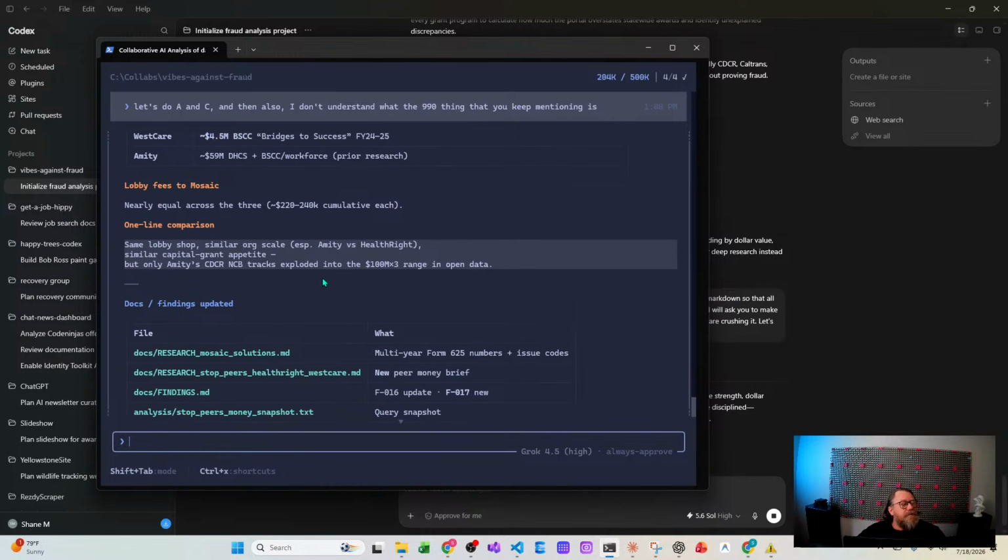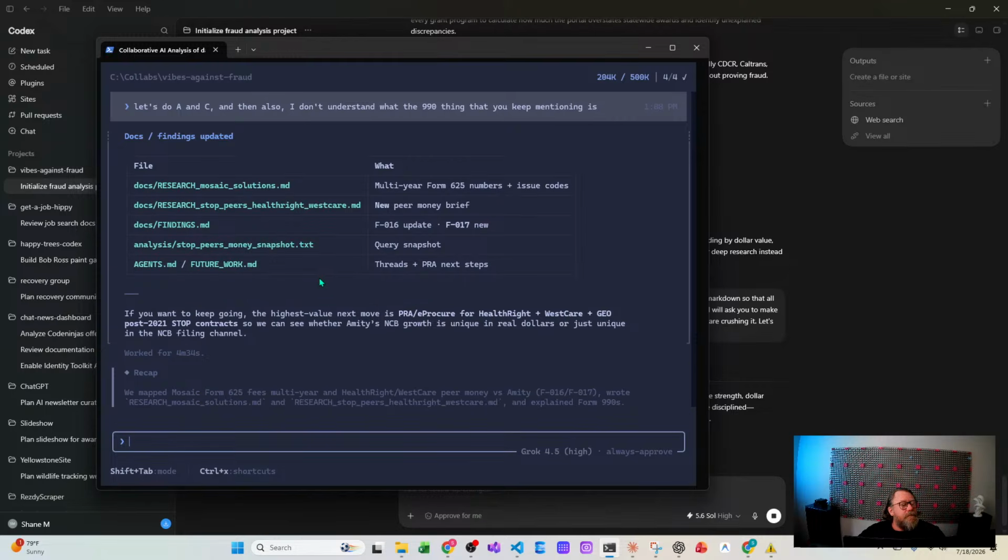We're finding interesting grants. Next high value move is PRA eProcure for Health Right and West Care and GEO, so we can see whether Amity's no contract bid growth is unique in real dollars or just unique in the channel. Yeah, that sounds good. Let's keep doing that.